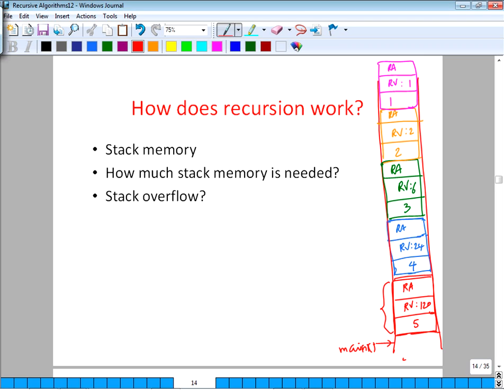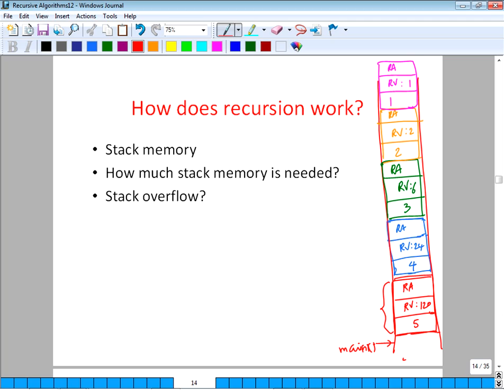So you can see at the deepest level there are 5 stack frames. Why? Because we invoked factorial of 5. Let's say we invoke factorial of 10. Well, there will be 10 stack frames stacked up, right? Factorial of 20, 20 stack frames. Factorial of 100, that would be 100 stack frames.